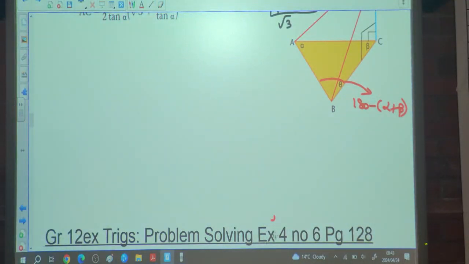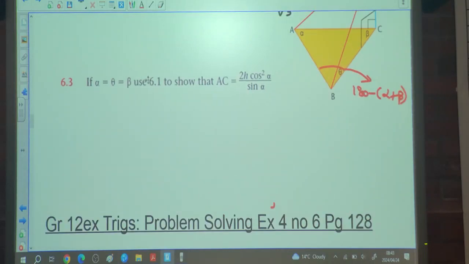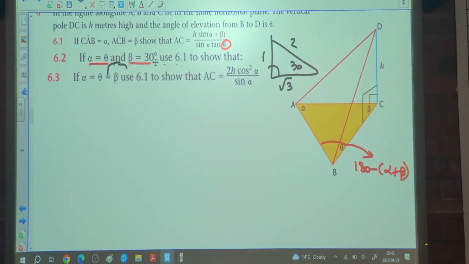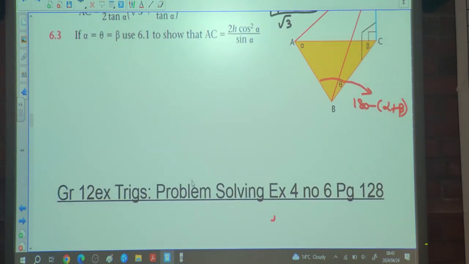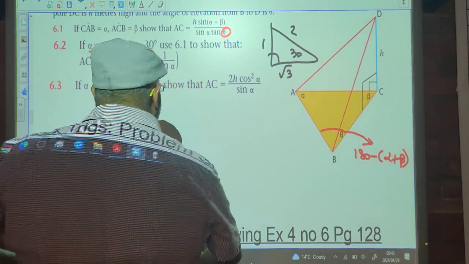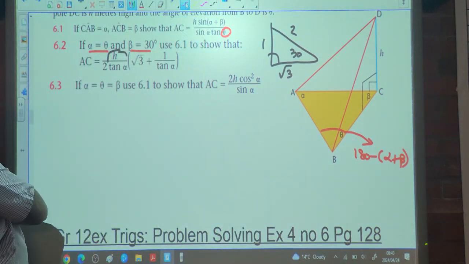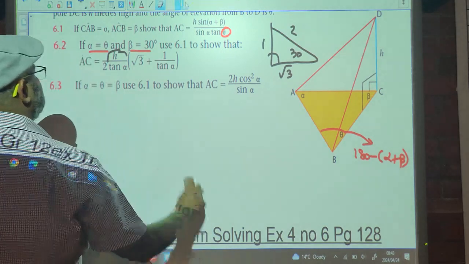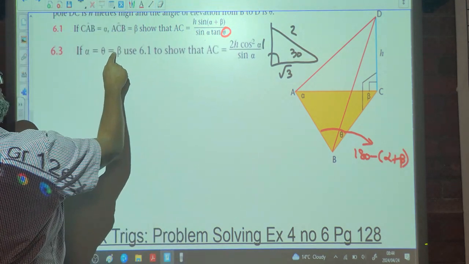Alright, let's look at the last one. And the question says, if alpha, let me put this here, just in case you need that information, if alpha is equal to theta, which is equal to beta, use 6.1 to show that AC is equal to that. Okay? So we don't need 6.2, so we delete that. We move it up.